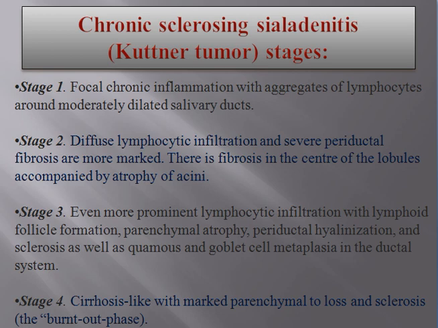There is fibrosis in the center of the lobules accompanied by atrophy of acini. Next stage, even more prominent lymphocytic infiltration with lymphoid follicle formation, parenchymal atrophy, periductal hyalinization, and sclerosis, as well as squamous and goblet cell metaplasia in the ductal system. And the last stage, cirrhosis-like with marked parenchymal atrophy and sclerosis. That is also named the burned-out phase.